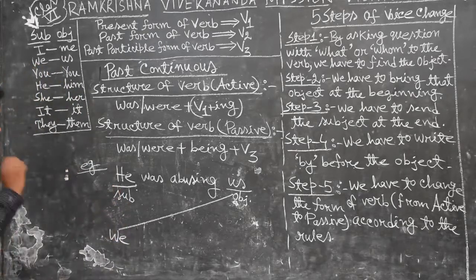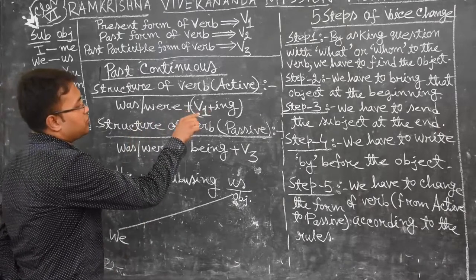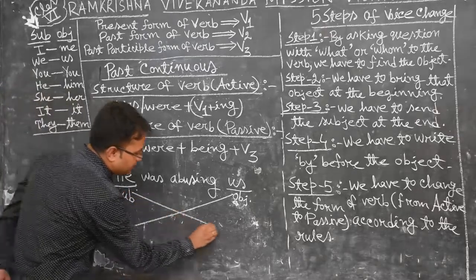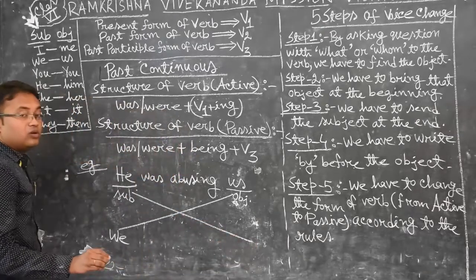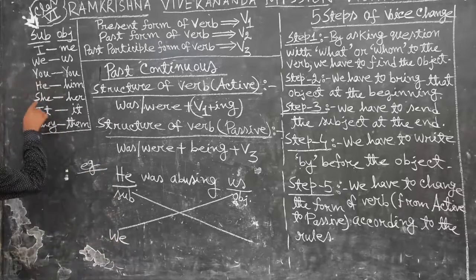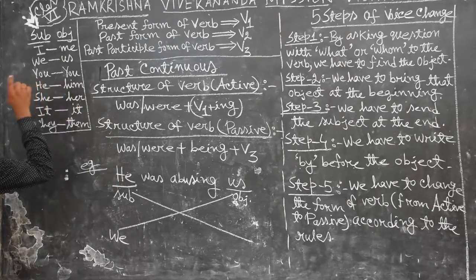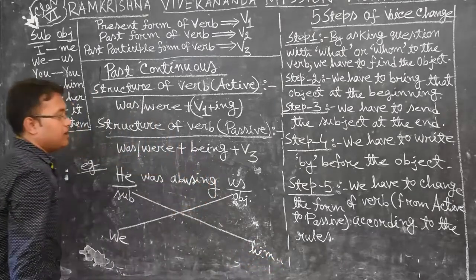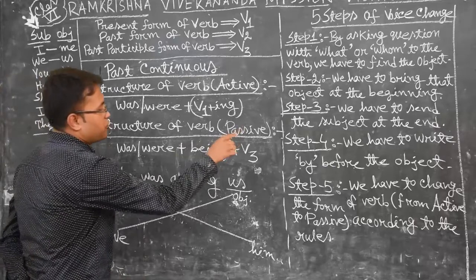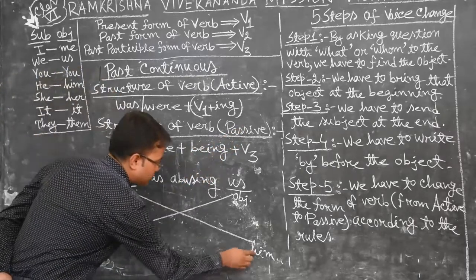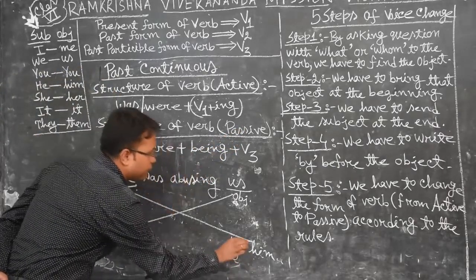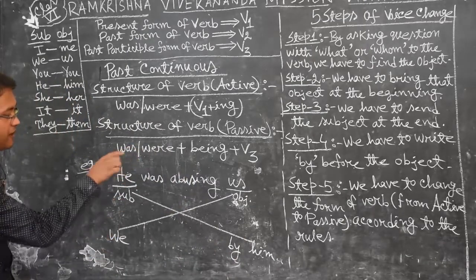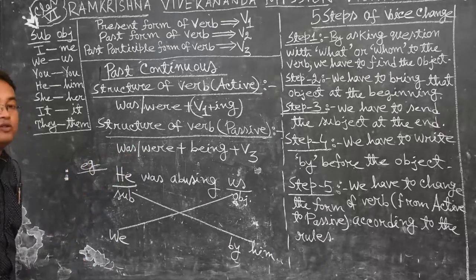Step 3, we have to send the subject at the end by turning it into object. And when he will become object, it will be him, H-I-M, him. Then step 4, we have to write by before the object. Step 5, we have to change the form of verb from active to passive according to the rules.